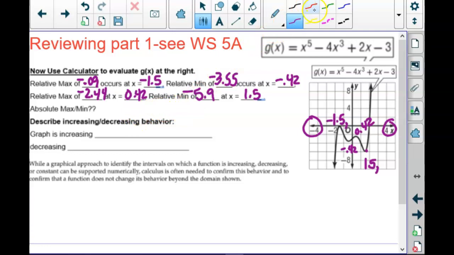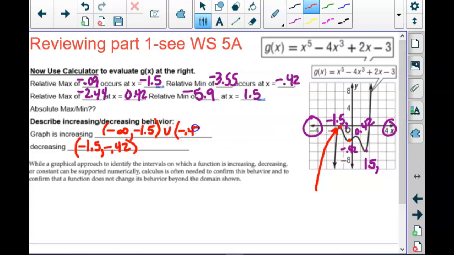Okay. Now, to fill in all these increasing and decreasing, we have to go carefully. Coming from the left until negative 1.5, from negative infinity till negative 1.5, it was increasing, right? Who can tell me the next piece? Okay, it's decreasing from negative 1.5 to negative 0.42. Again, I tried to write those on the graph so that just the x's so that I could easily see that. Tiny little increasing. Anybody got that one?